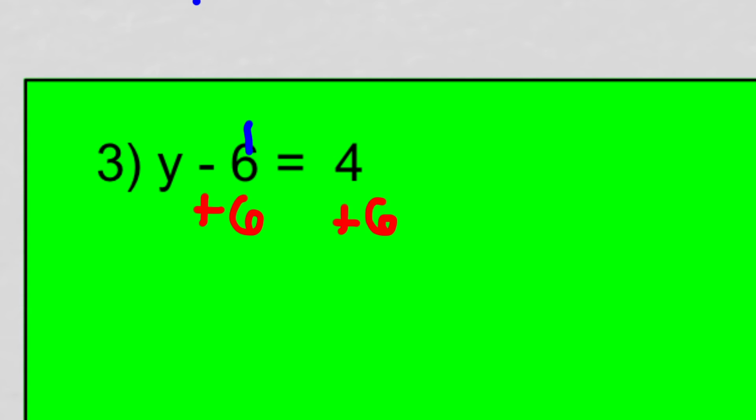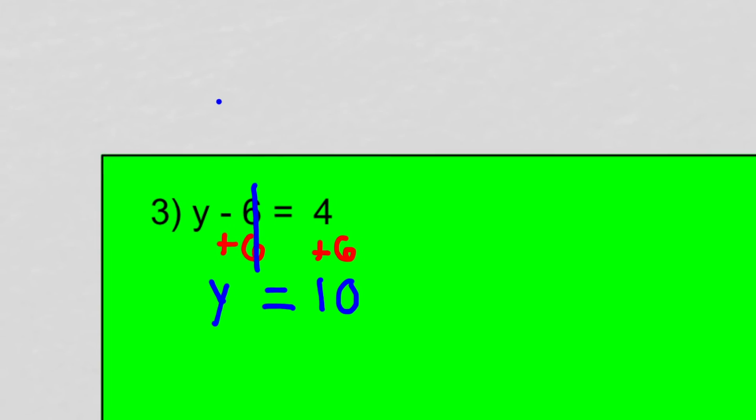Well, minus 6 plus 6 equals 0. It goes away. So I'm just left with that variable, that unknown y. And in this case, now we've figured out what y is. 4 plus 6 is 10. So y is equal to 10.